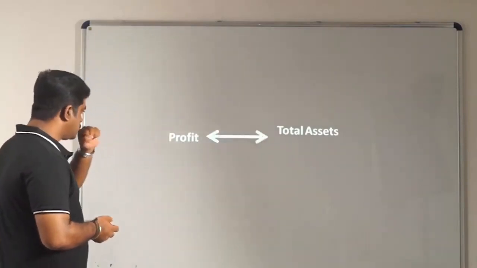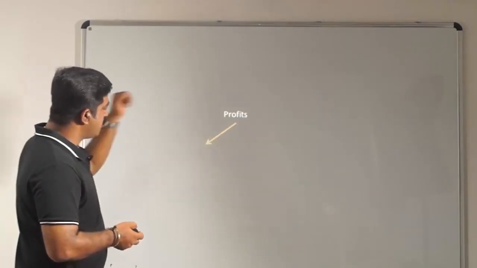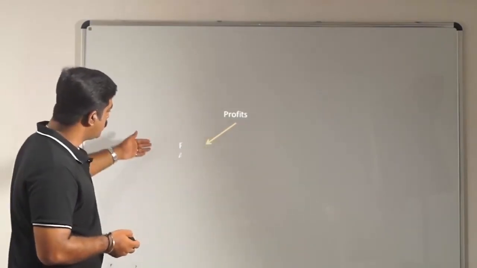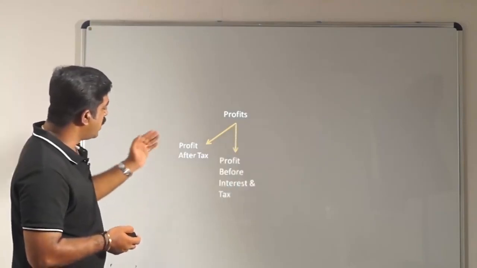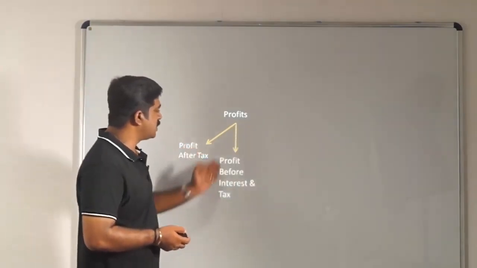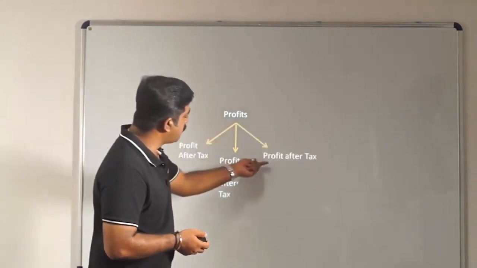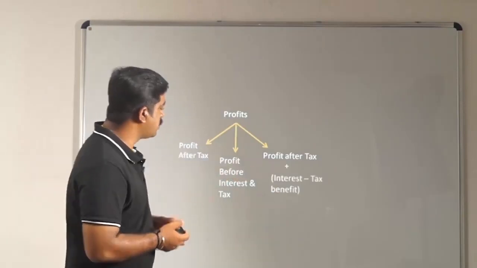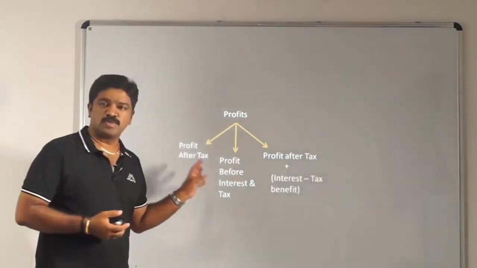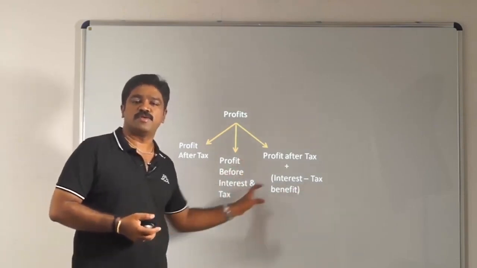But now the question is, which profit should be compared? Because we have various profits. Number 1, we have what is known as profit after tax. Number 2, we have profit before interest and tax. And number 3, something a little unique, that is profit after tax plus interest adjusted for tax benefit. Actually, the return on investment can be calculated using all the 3 profits.